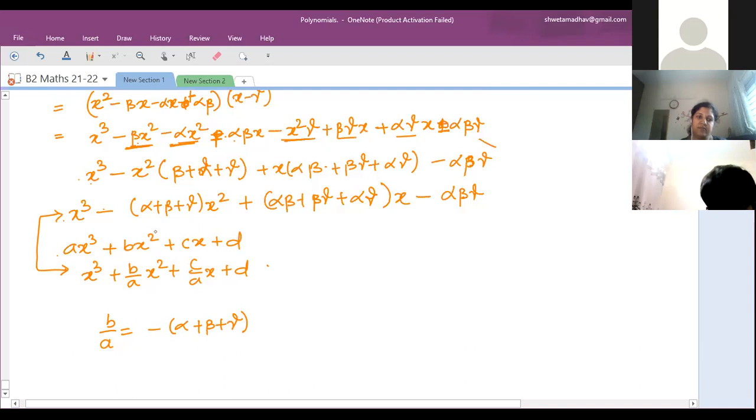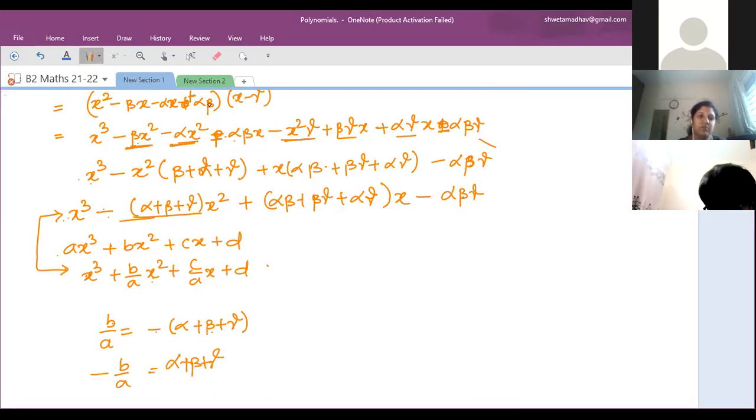Okay, ma'am. So compare, x cube is there. In place of x square, the coefficient is minus of alpha plus beta plus gamma, and here the x square coefficient is b by a. So b by a is equal to minus of alpha plus beta plus gamma. So the sum of zeros is equal to minus of b by a. Clear?